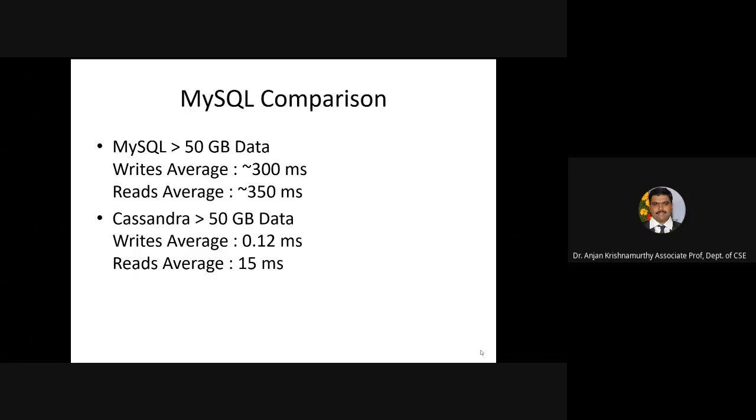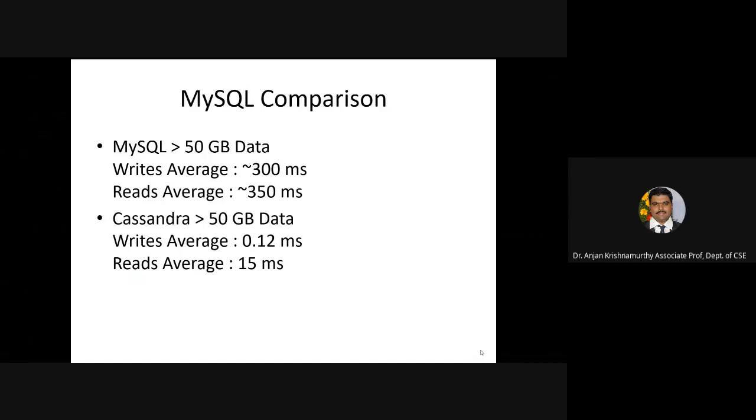So when you compare MySQL with respect to Cassandra, with a database size of somewhere around 50 GB, MySQL's write operation basically takes approximately 300 milliseconds. Cassandra's write operation basically takes 0.12 milliseconds. So there is a lot of difference in the write operation itself.